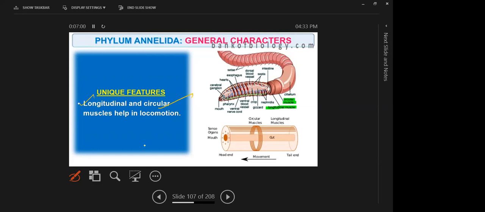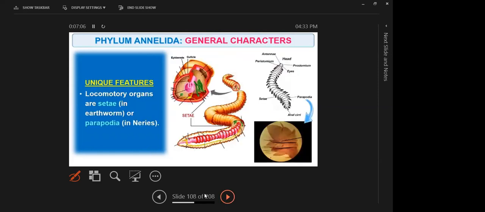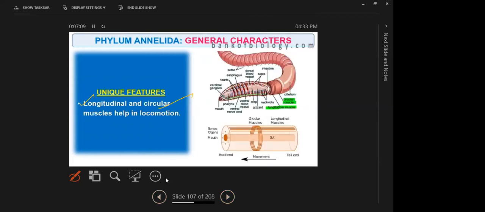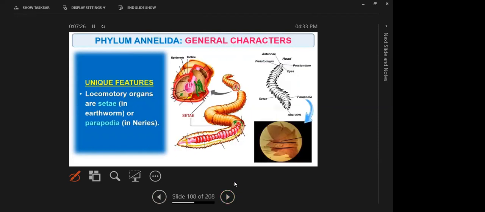These help in locomotion. The contraction of these muscles helps in locomotion. So they have two types of muscles, longitudinal muscles and circular muscles. Each segment has a bristle-like structure. You can see the circular muscles and the longitudinal muscles here. What is the bristle-like structure? These bristle-like structures are called setae.